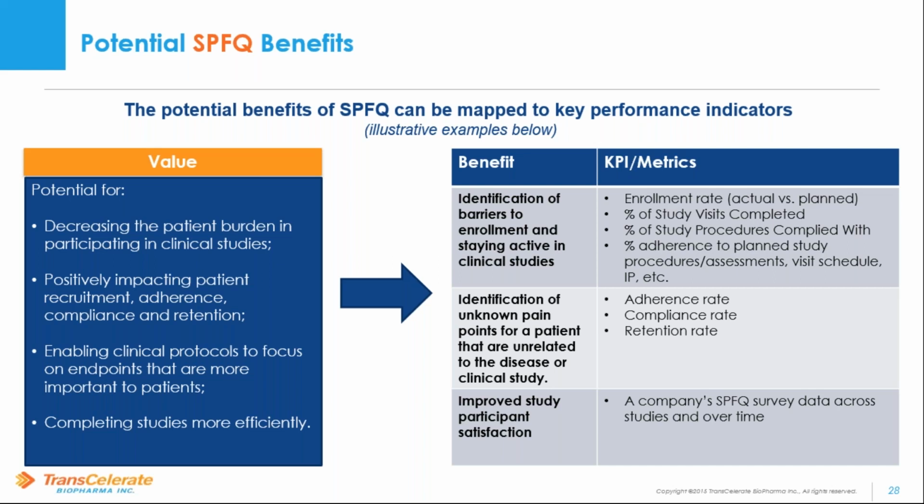Some of the benefits that we've heard here that could possibly come from this are using the SPFQ and the feedback to identify barriers to enrolling or even staying active in a clinical study. And you could use that in real time, or if you're going to modify a future study, learn from the SPFQ. Using the SPFQ data to identify the barriers can actually translate to metrics such as enrollment rates, the actual versus planned from your feasibility, or the percentage of visits completed or procedures completed.